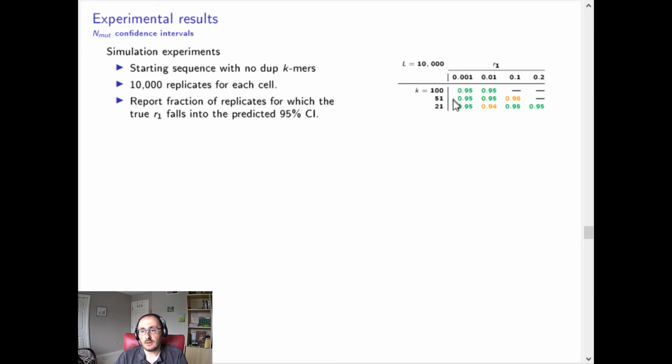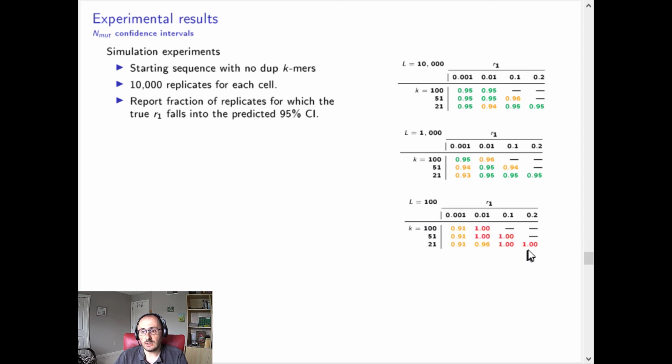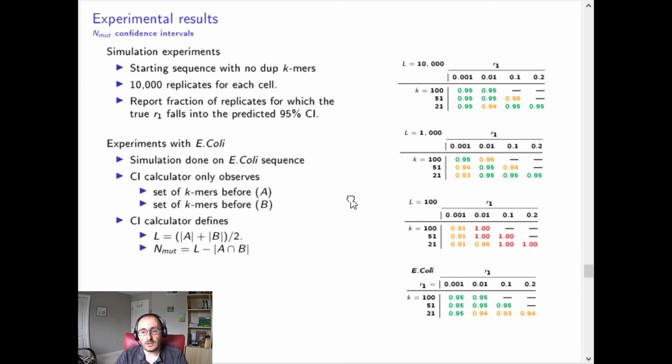And you can see that for a sequence length of 10,000, it performs really well. For a sequence length of 1,000, it's still performing really well. And when L is only 100, now you see some of these are not performing well, and this is where the as-L-goes-to-infinity assumption is starting to break down. We also wanted to test this in a situation where our assumptions do not hold. So we used the E. coli sequence, which does have duplicate kmers, and we see that the results hold in there as well.